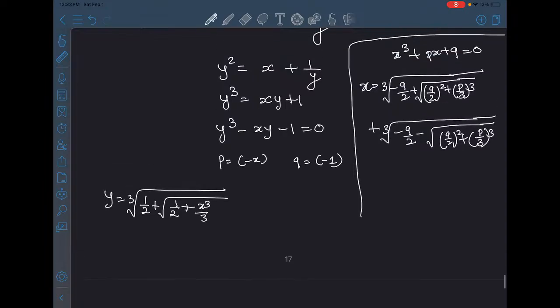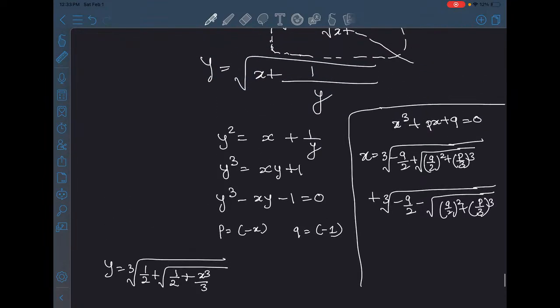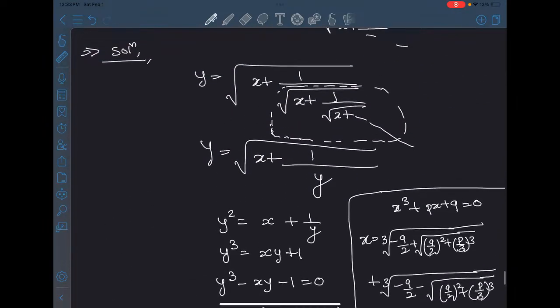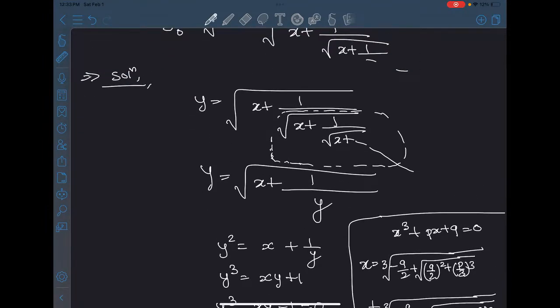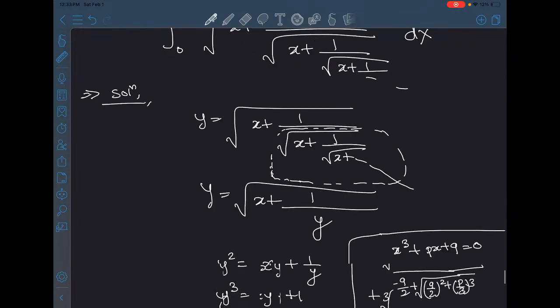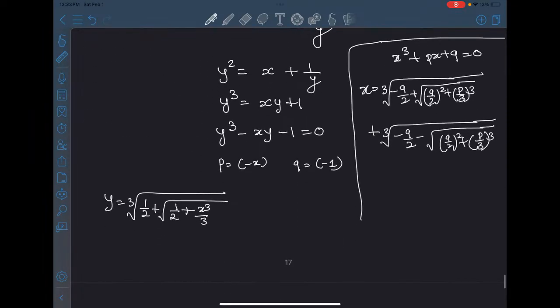Do you think it's really worth it? Why am I feeling like it's not going to work? Because it's too hard, right? And then plus the cube root of 1 over 2 minus the square root of 1 over 2 plus x cubed over 3. So we do get this, but I didn't really feel that this is the way they wanted us to do it.